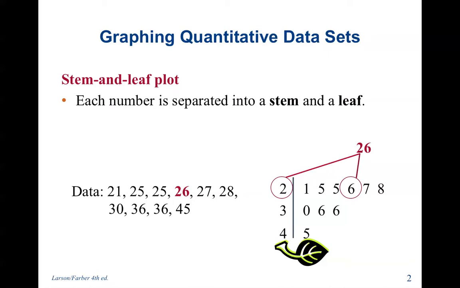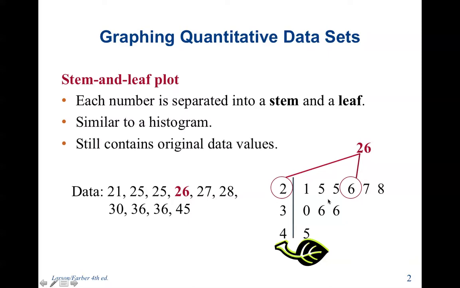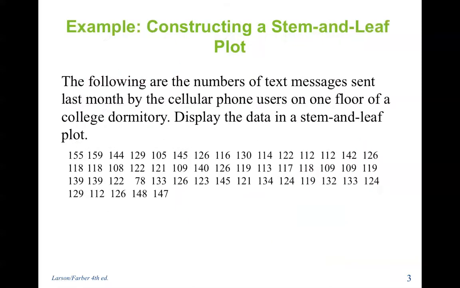One is the stem and leaf plot, where each number is separated into a stem and a leaf. If you can see in this diagram right here, these are the stems and these are the leaves. The stems start off with our tens digits in this case because that is our highest digit, and over here in the leaf is the ones digit. It is similar to a histogram and it still contains original data values.